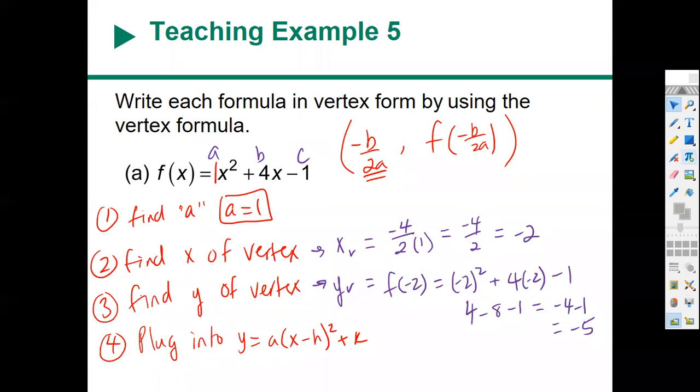All right, so the last step was to plug in all your values. Okay, remember your h and your k are just the x and y values of your vertex, right? And so we already have our a, we have our h, our k. Can we plug it into vertex form? Yes. So we have y equals, and we have 1 times x minus negative 2, which makes it a positive 2, squared, and our k is minus 5. Right here.